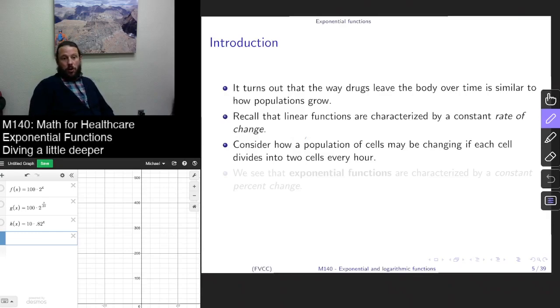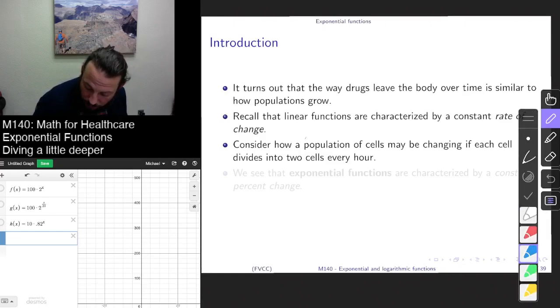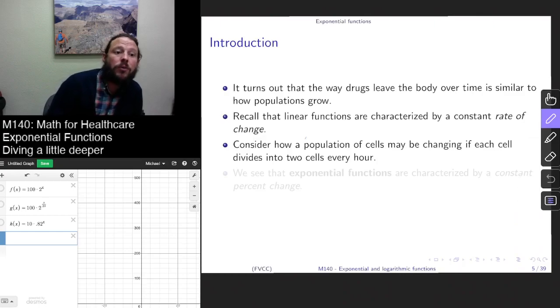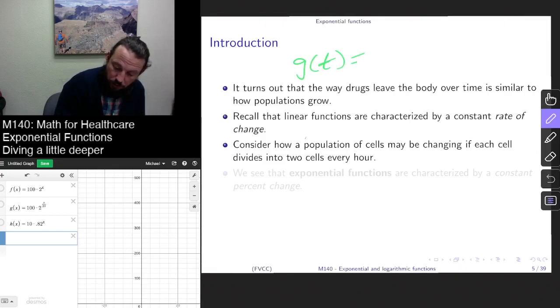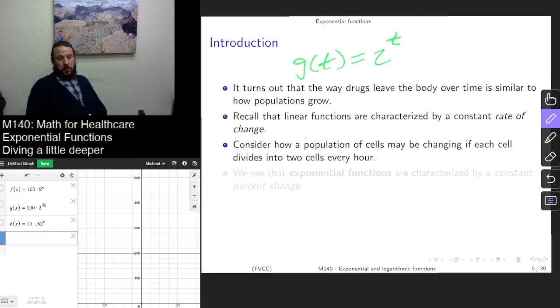To recall, we talked about exponentials with pennies. But the same exact problem in terms of cell population would be considering how cells may be changing if each cell divides into 2 cells every hour. So that's exactly our function for how much money Carl would give to Alice from the last video, which was g of t, where t is in hours, equal to 2 to the t. And that's if we start with one cell. Keep it simple. And that's just a reminder.